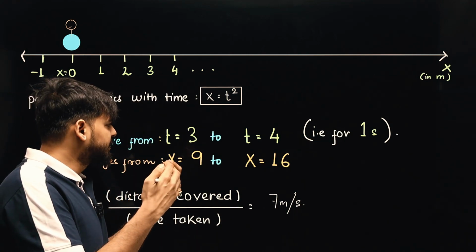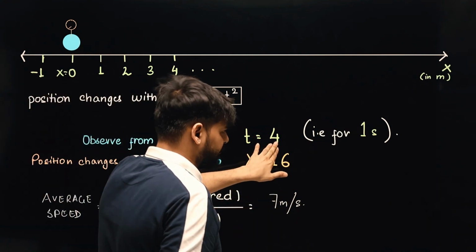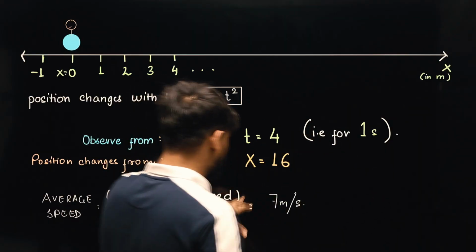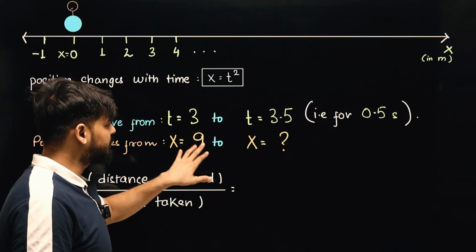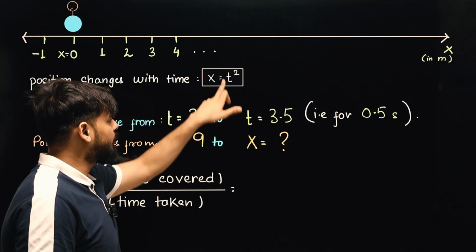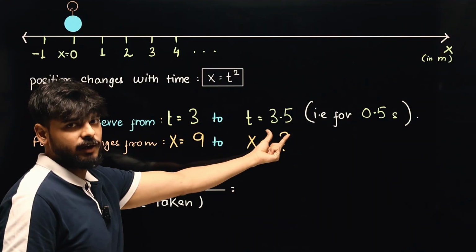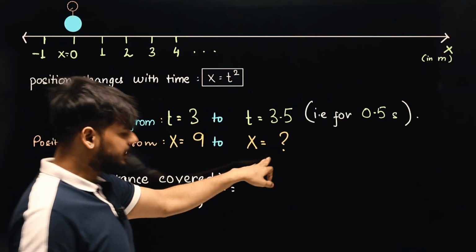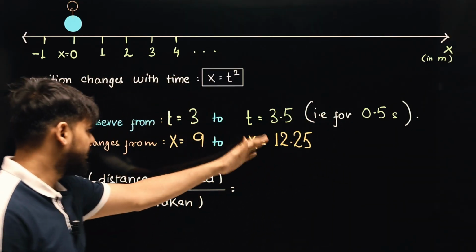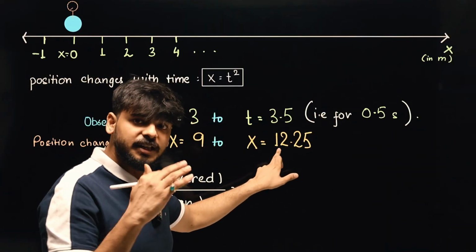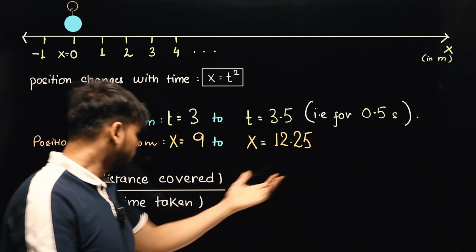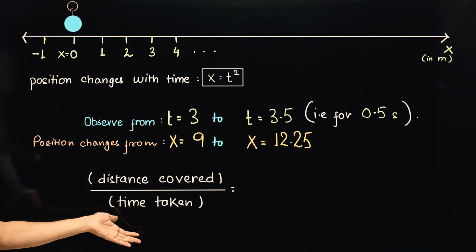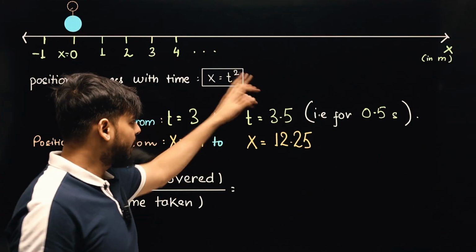Let's say we observe it from t equal to 3 to t equal to 3.5. That is for half a second. Let me change the values. So now the body is going to go from x is equal to 9 to what value? Well, remember x is equal to the square of t. So the square of 3.5, which is 12.25. Let me write it. So this time, in the half second that we observe, the body has moved a distance of 3.25 meters. So now what is the distance covered divided by the time taken? It's 3.25 divided by 0.5.